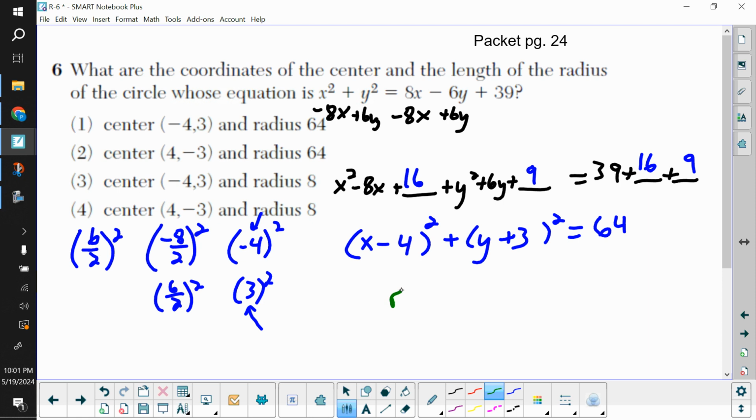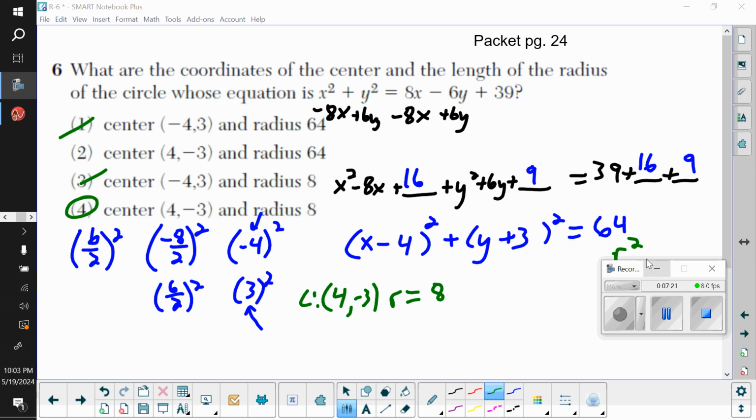Now for our center and our radius, the center is just the opposite signs of what we see in our equation. So the x part will be a positive 4, the y part will be a negative 3. So that allows us to rule out choices 1 and 3. And then the radius, in the equation, the radius is squared, so we would want to do the square root of it to figure out what the radius is. So our radius will just be equal to 8, and therefore we get choice 4.